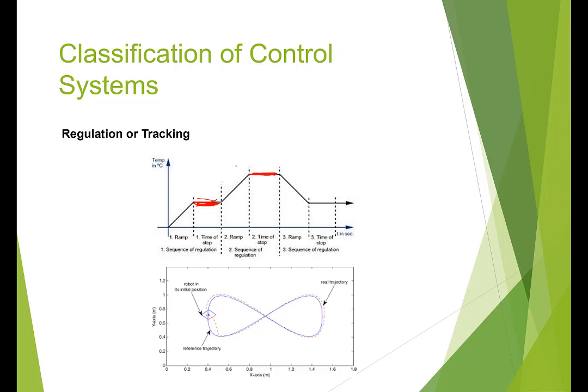Sometimes the output is time varying. This is called a tracking problem. For instance, the figure below. You want the robot end effector, the output of your system, to move on a time varying trajectory like this. So it's not staying at one point. This is called a tracking controller. Generally, designing tracking controllers is more difficult than regulating controllers.